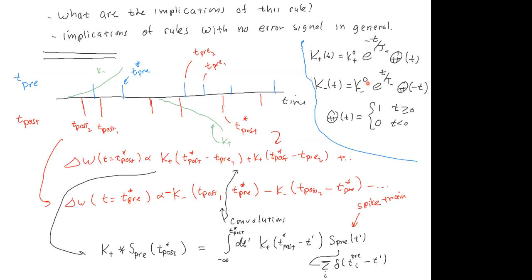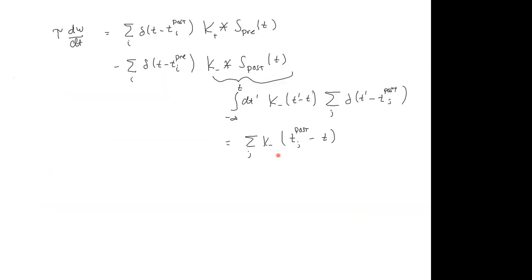And we also see the direction switch, right? The pre sits here and the post sits here, okay? So I'm going to do one more thing and write stuff down. I should probably review delta functions just in case.